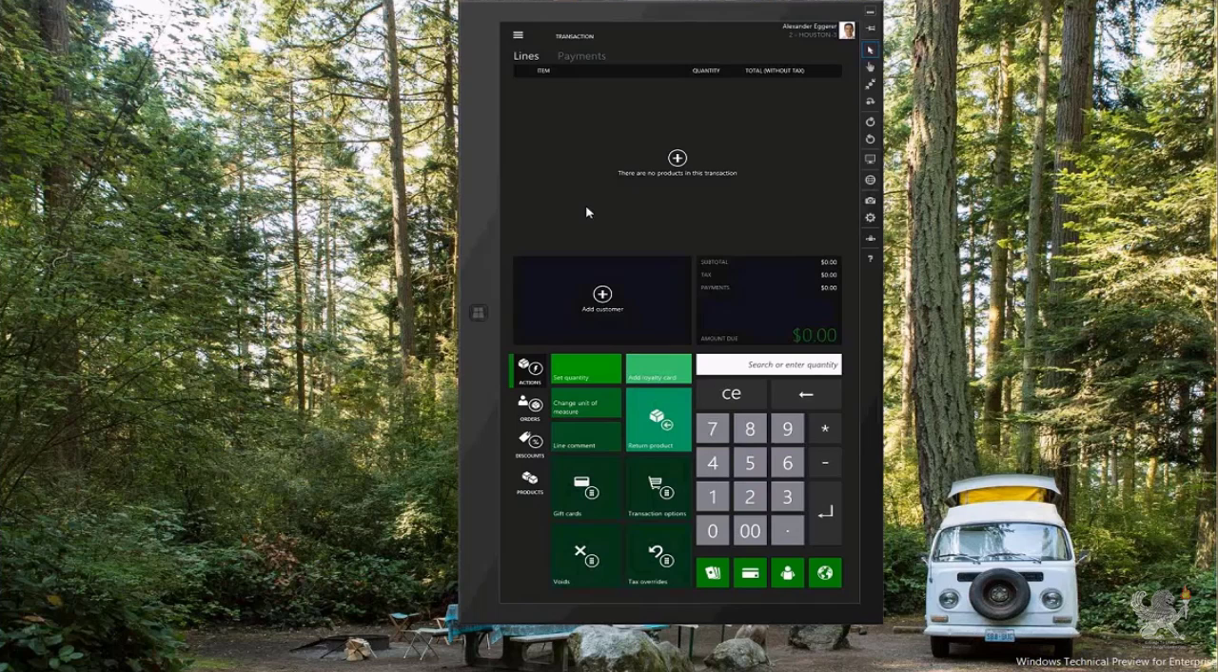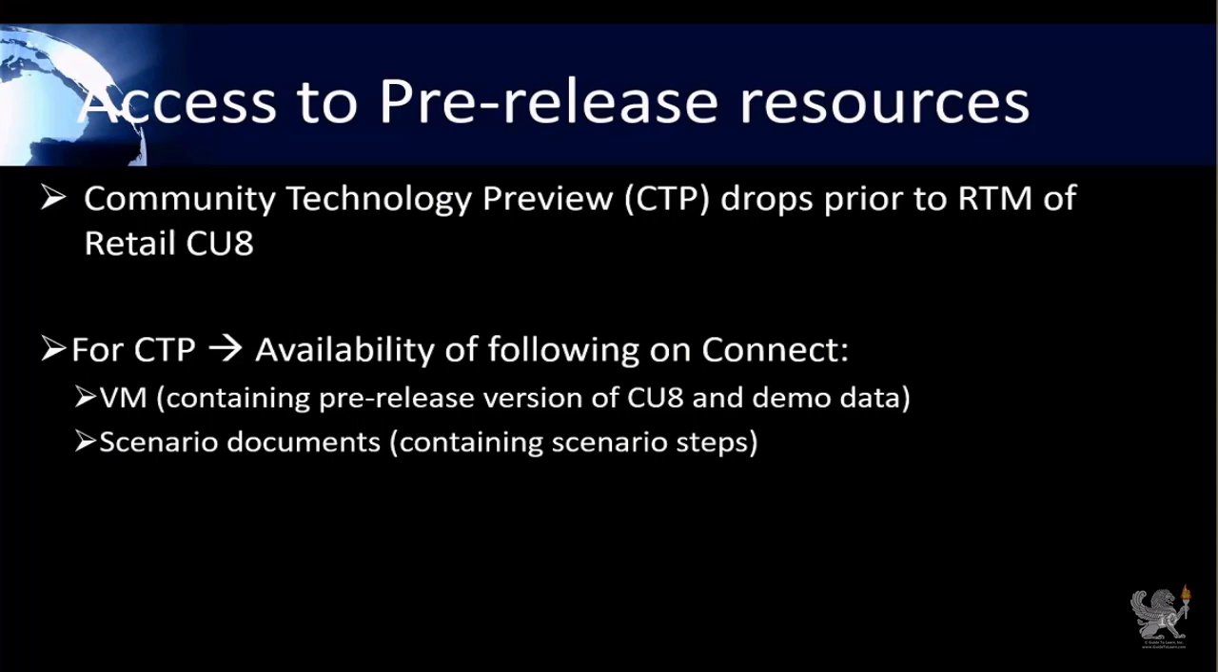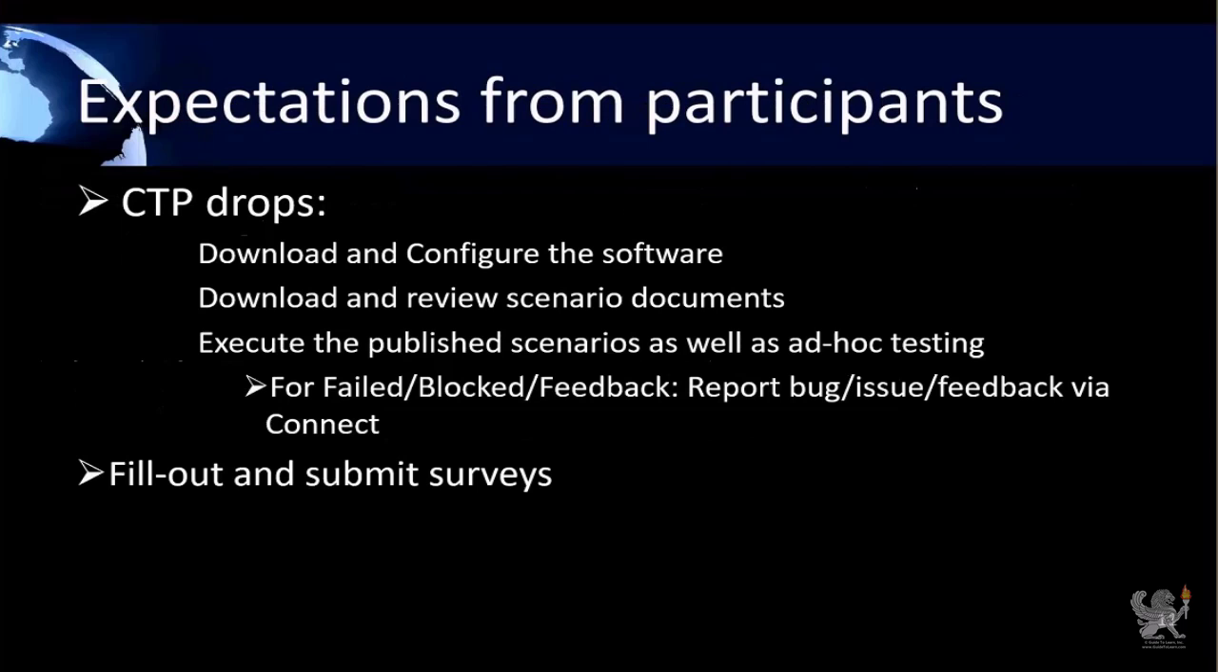Okay, so with that, I'll go back to the slides real quick. There's a couple of housekeeping slides around the program itself. We can move through these pretty quickly, but basically, especially given where we are in the release, there's a CTB VM that's available now. I wouldn't expect another update to that between now and RTM. Obviously, all of the information that's available on Connect will remain there through the end, including the scenario documents.